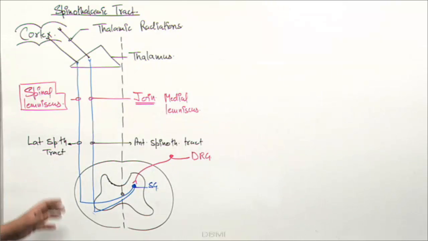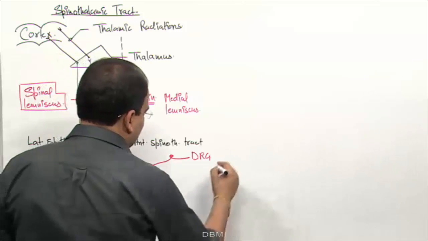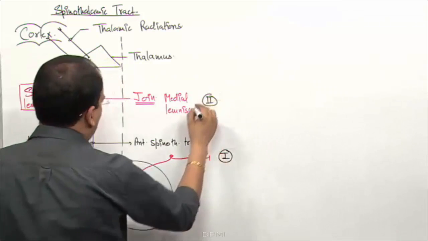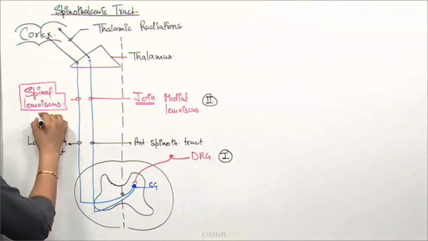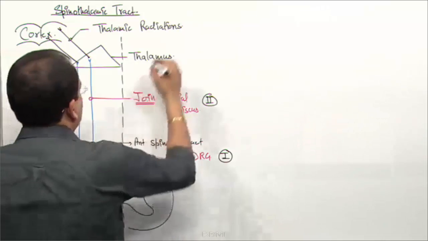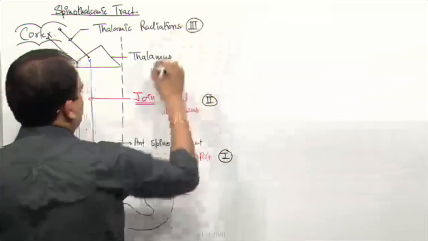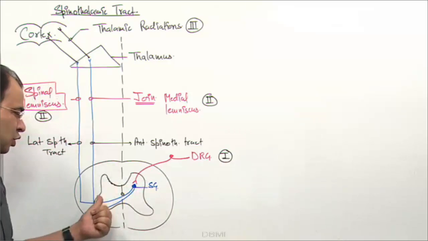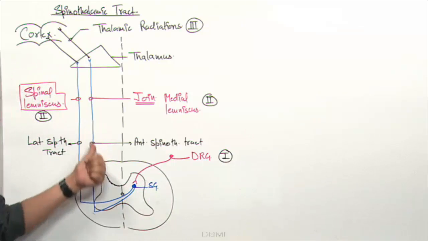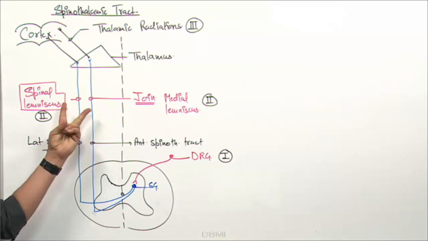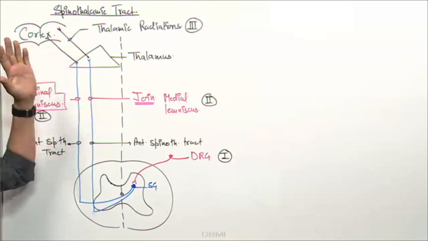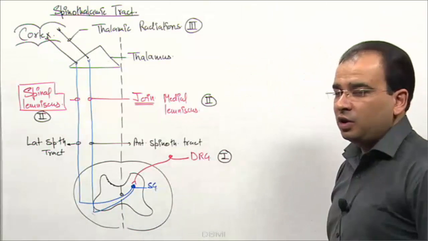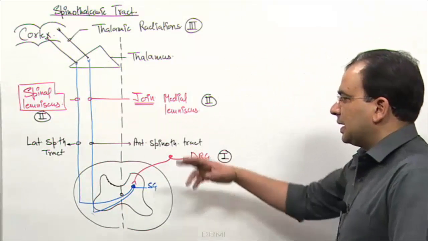The important thing to note here is that the DRG, the dorsal root ganglia, is forming the first order neuron. The lemniscus are forming the second order neuron, the spinal lemniscus or the medial lemniscus, and thalamic radiations are forming the third order neuron. First order neuron is ending in the spinal cord. The tract is crossing over to the opposite side, forming the anterior spinothalamic tract and the lateral spinothalamic tract, forming the lemniscus. Third order neuron is beginning in the thalamus and radiating toward the cortex. So this tract is made up of a three order neuron system, first, second and third order.